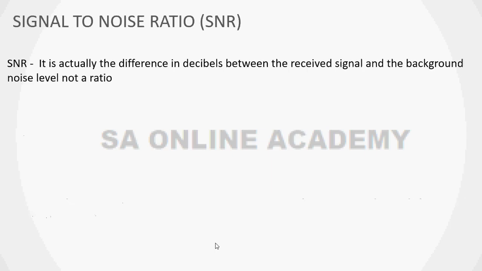So next is signal to noise ratio. Actually it is not a ratio, it is actually the difference in decibels between the received signal and the background noise level. So it's a difference, but it is written as signal to noise ratio, while in actual it is a difference.